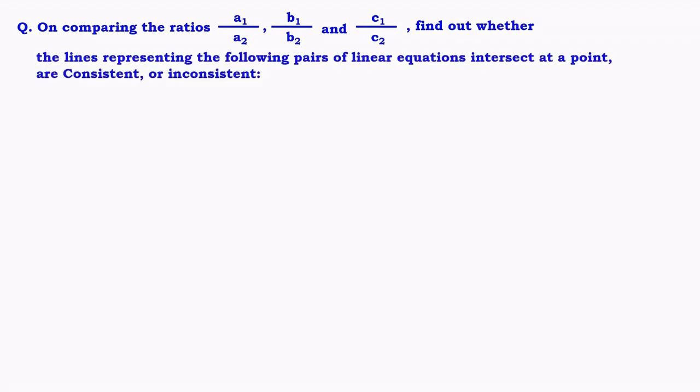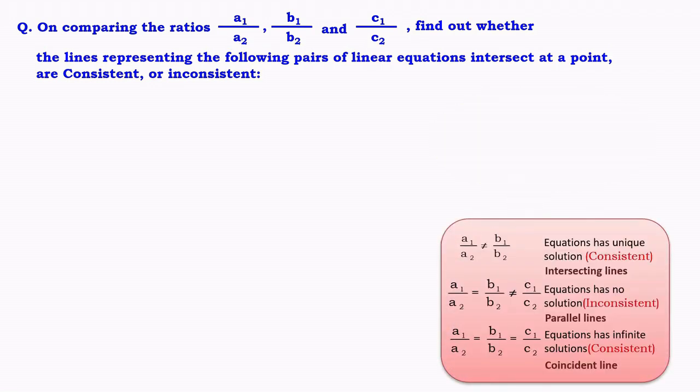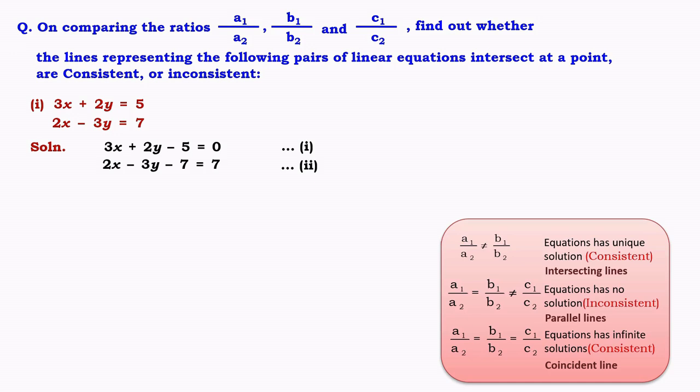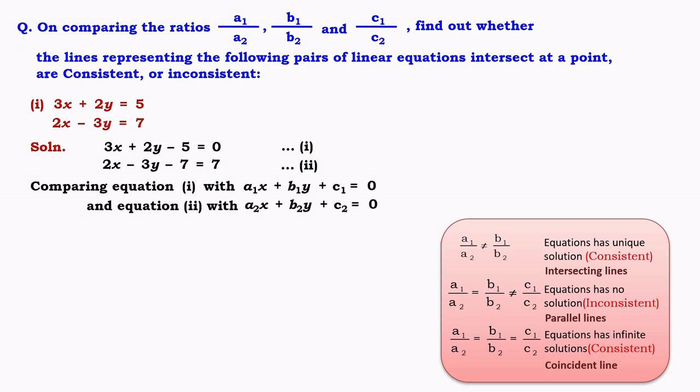Let us now solve this example. We are given two equations: 3x plus 2y equals 5 and 2x minus 3y equals 7. First, we convert both equations into standard form ax plus by plus c equals 0. So, the equations become 3x plus 2y minus 5 equals 0 and 2x minus 3y minus 7 equals 0.